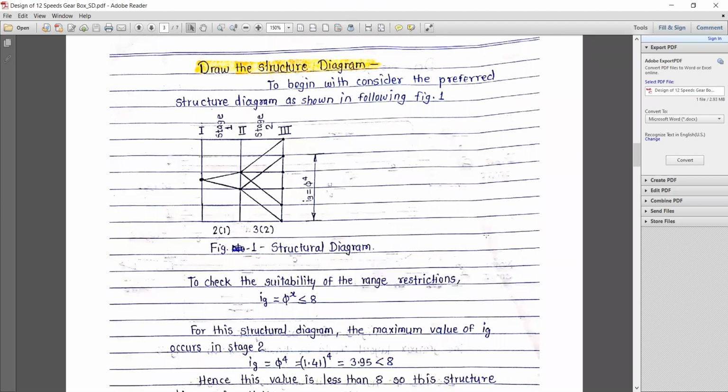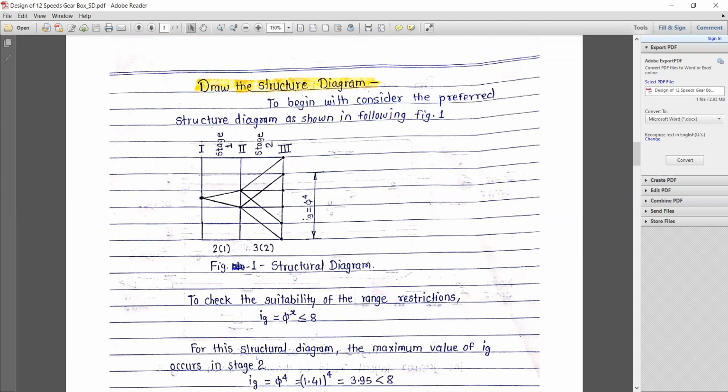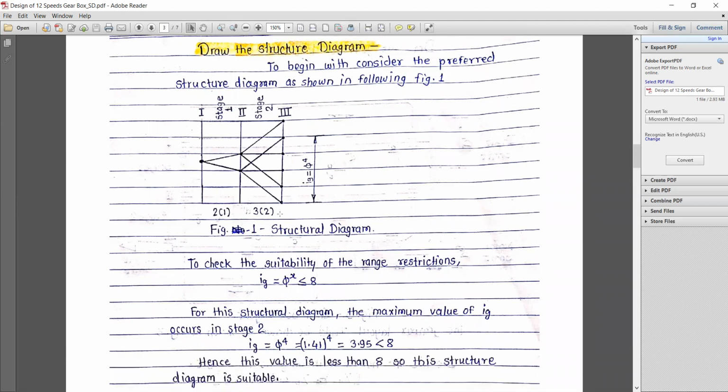Now draw the structural diagram. Okay, so it is very important to select a proper structural diagram. For how we can draw a structural diagram, now here look at figure number 1, that is the structural diagram.